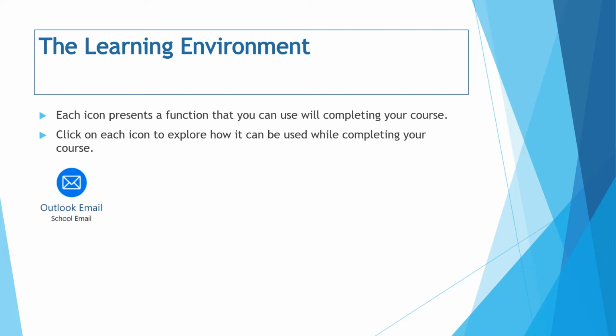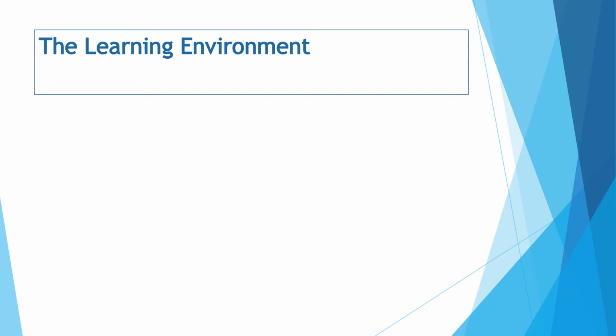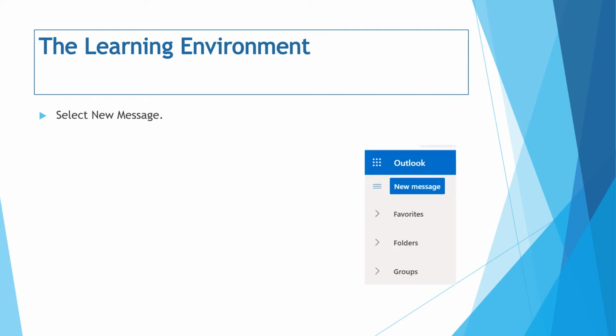We're going to start by looking at the first icon, Outlook Email, which is your school email account. When you click on the icon, you will see this window open up. This is Microsoft Outlook. To send an email to your teacher, select New Message.